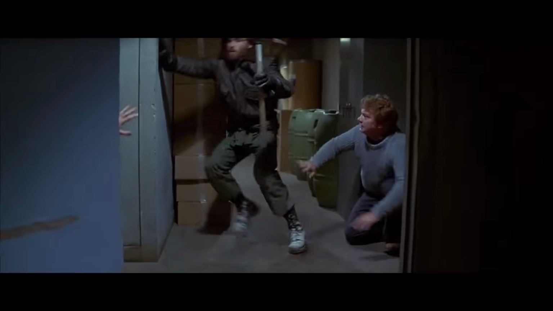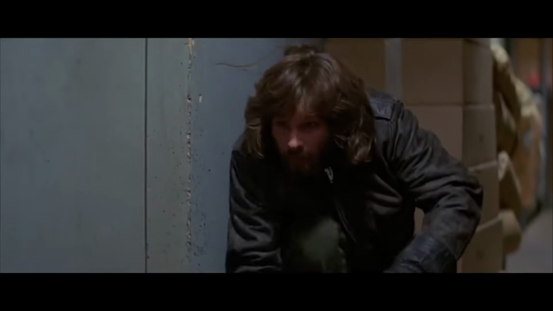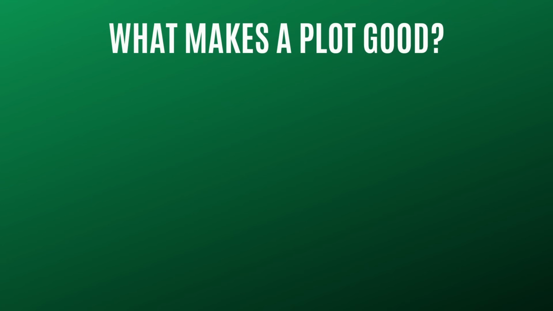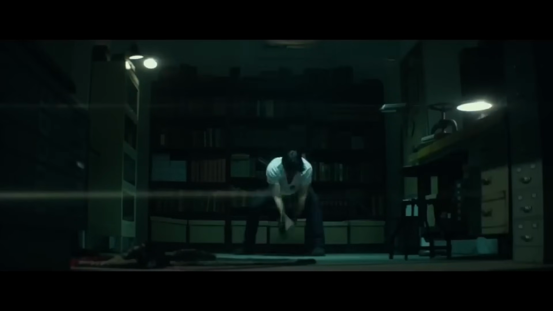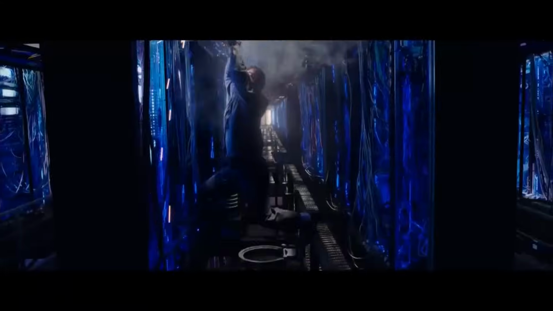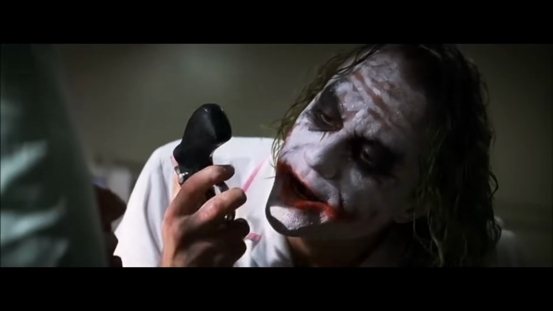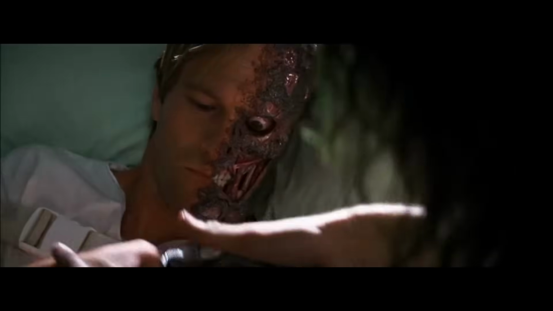Okay, so now that we've defined what plot is, let's talk about what makes a plot good. I came up with 4 specific things. The first thing is events that are driven by choices and consequences, or cause and effect if you prefer. Choices and consequences push a plot forward and make it cohesive. Actions trigger reactions. And a plot shouldn't be driven by things like coincidences, random events, or convenient outcomes. Instead, it should involve meaningful cause and effect.